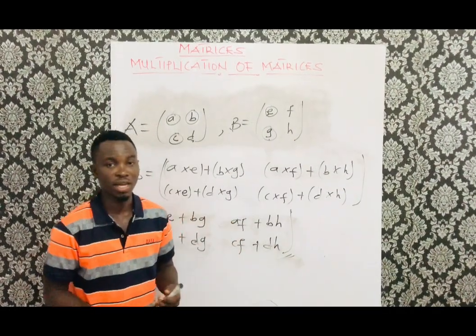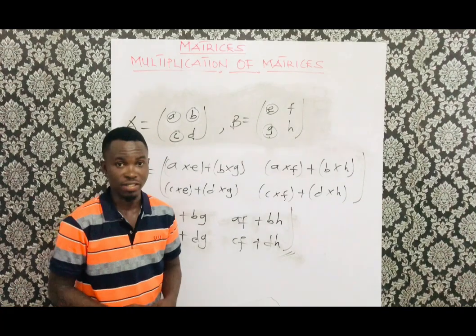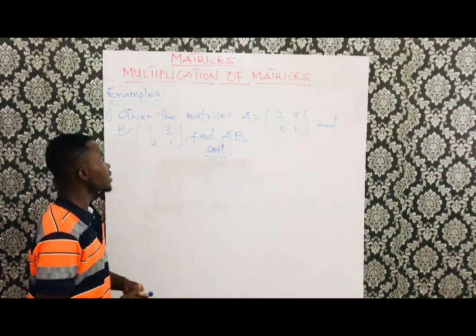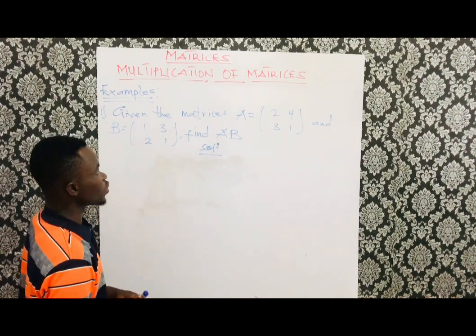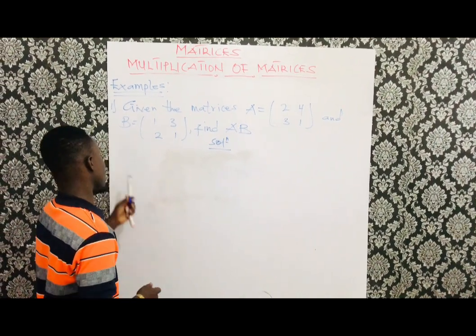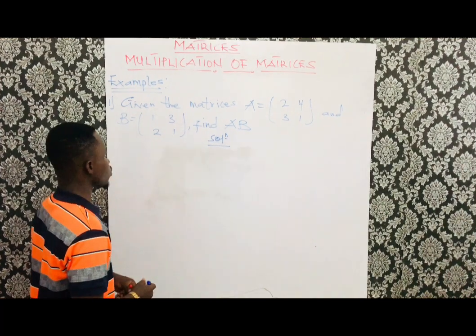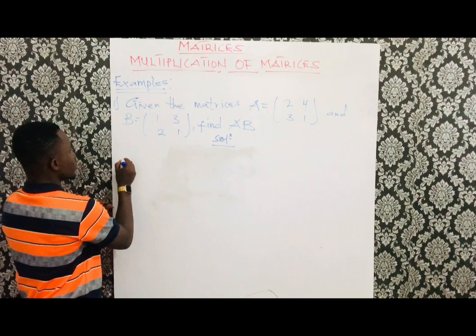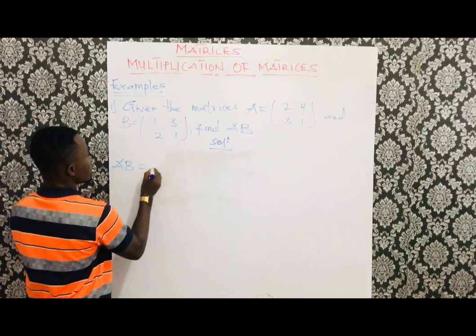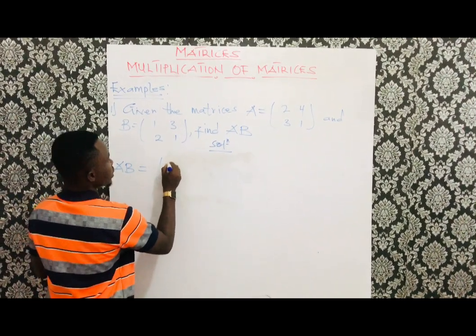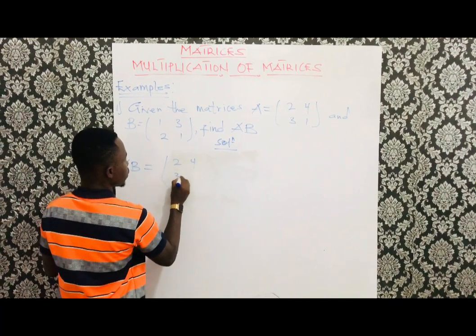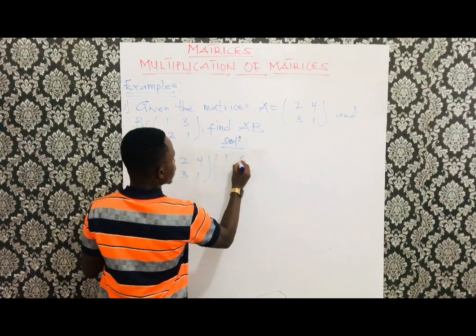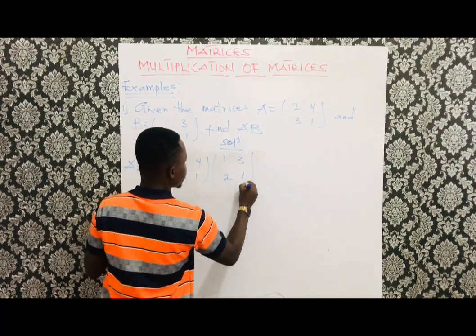Now let's take some examples on multiplication of matrices. Now let's take our example 1. Example 1 says, given the matrices A equal to 2, 4, 3, 1 and matrix B equal to 1, 3, 2, 1, find the product of AB. So AB equal to our matrix A, which is 2, 4, 3, 1, and matrix B, which is 1, 3, 2, 1.